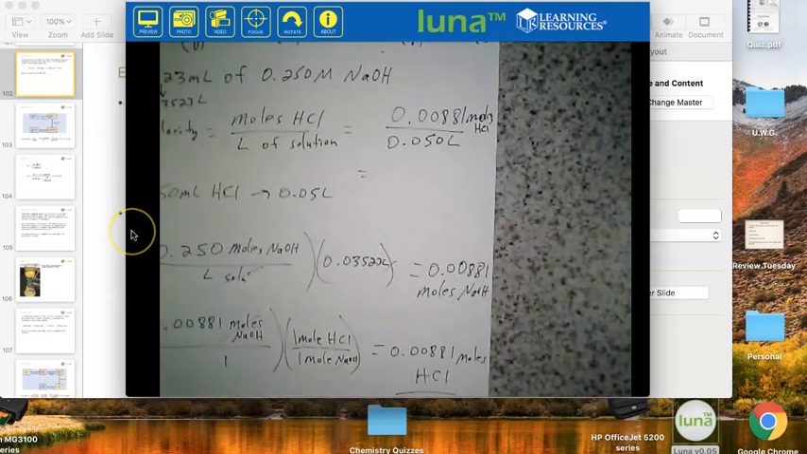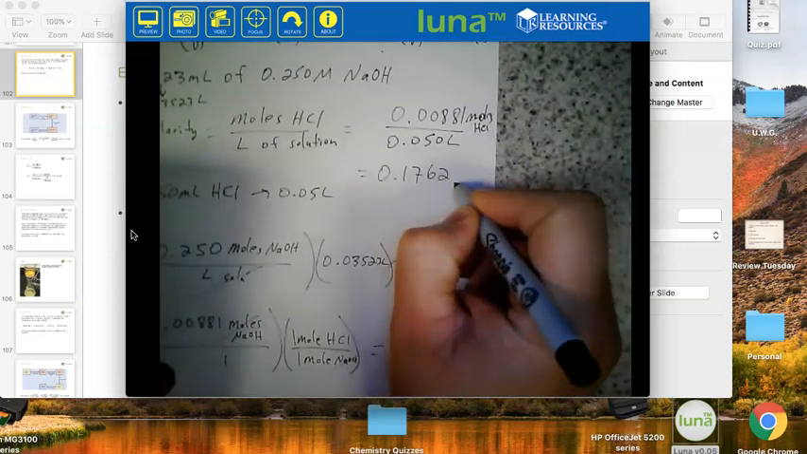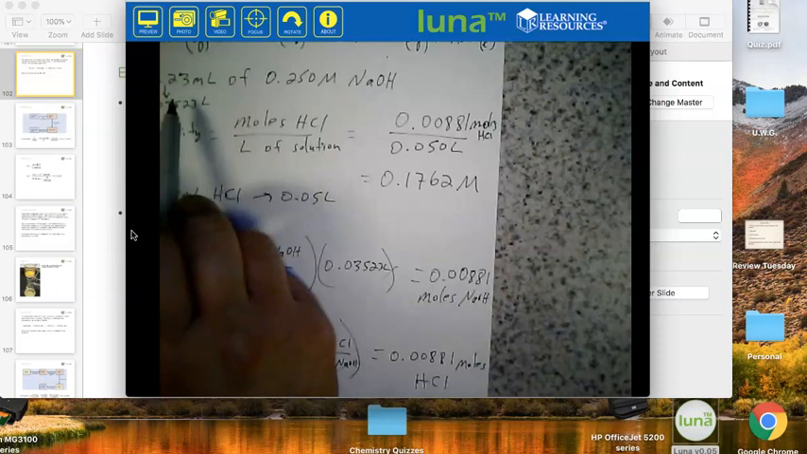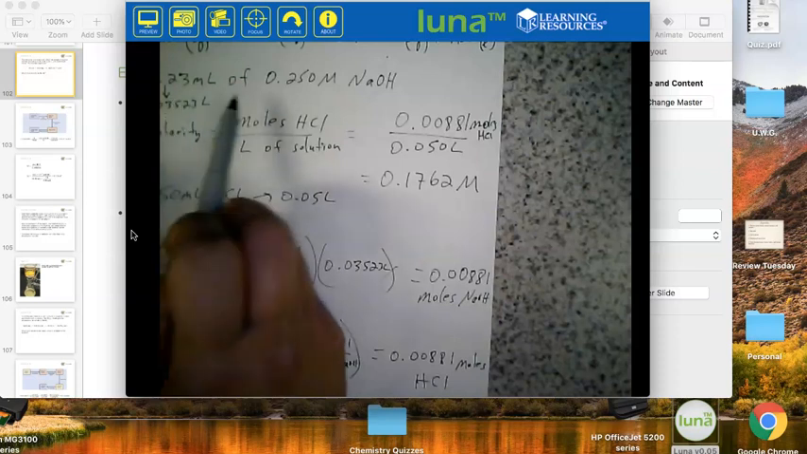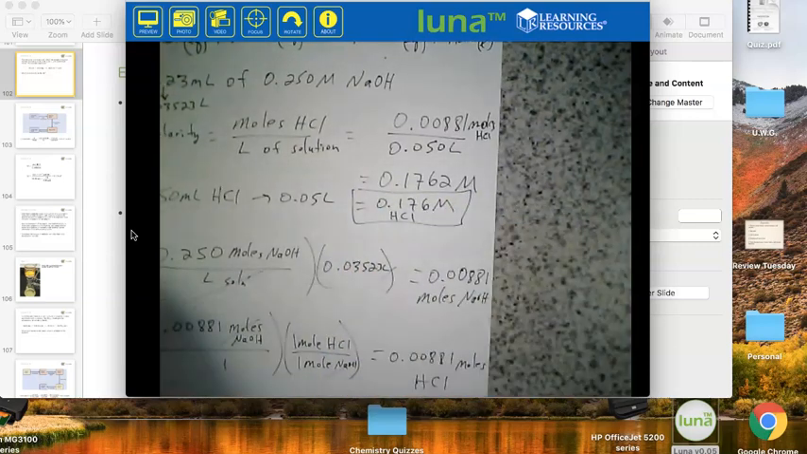I get 0.1762 M, and so let's see, we're starting out with 3 significant figures there, so it's going to be 0.176 molar, and that's HCl.